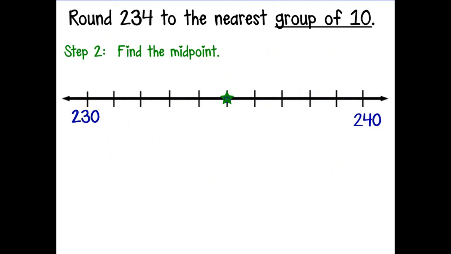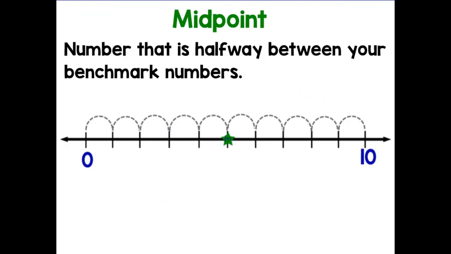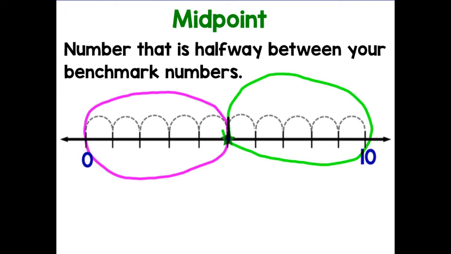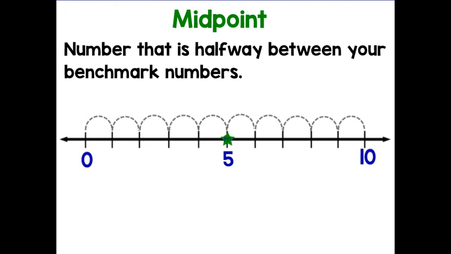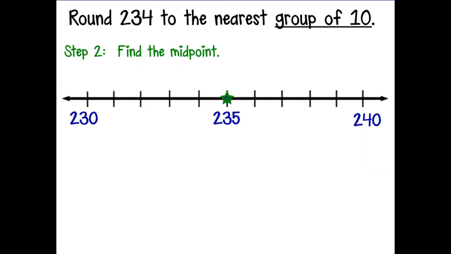Step 2. We need to find the midpoint. The midpoint is the number that is halfway between your benchmark numbers. Our benchmark numbers, when we're rounding to the nearest group of 10, are groups of 10. So what is half of 10? Half of 10 is 5. So when we're rounding to the nearest 10, the midpoint will always have a 5 in the ones place. The number that falls halfway between 230 and 240 is 235.